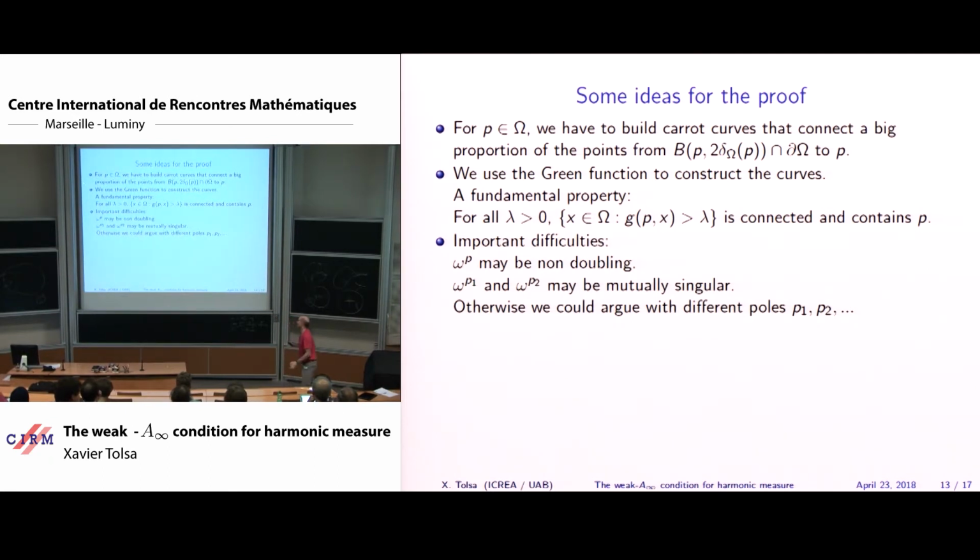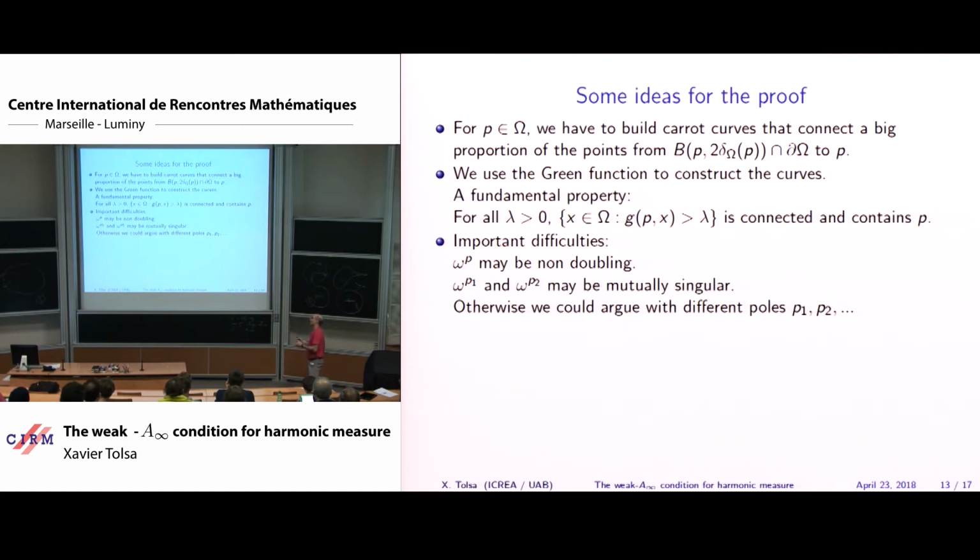So before going on to the ideas of the proof, let me describe some of the difficulties of the proof. The fact that omega may be non-doubling causes a lot of difficulties. And also, in the extreme case where we assume that omega is not connected, harmonic measure with respect to different poles may be mutually singular.